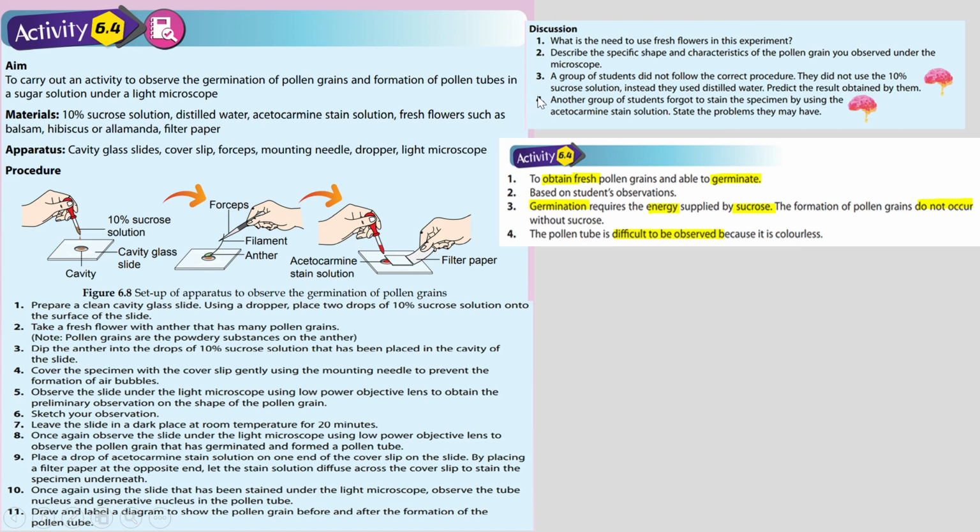Then number 4 is the stain solution, acetocarmine solution. If they do not stain the specimen with this solution, what will be the problems? There is significance in terms of the materials being used. We have to use this acetocarmine solution. The pollen tube will be difficult to observe because it is colorless. So we have to stain it with acetocarmine stain solution because we want to get a good view of the pollen tube. That's it for this 6.3.